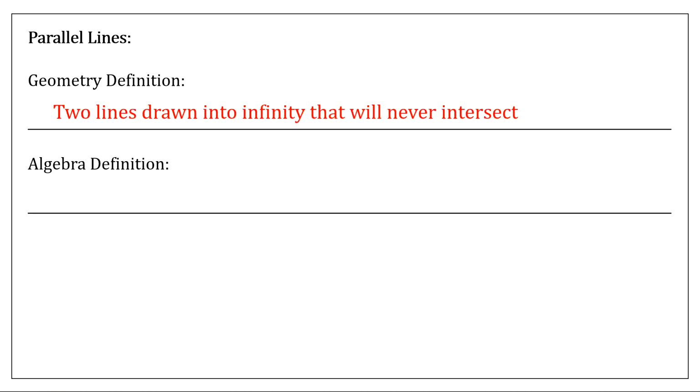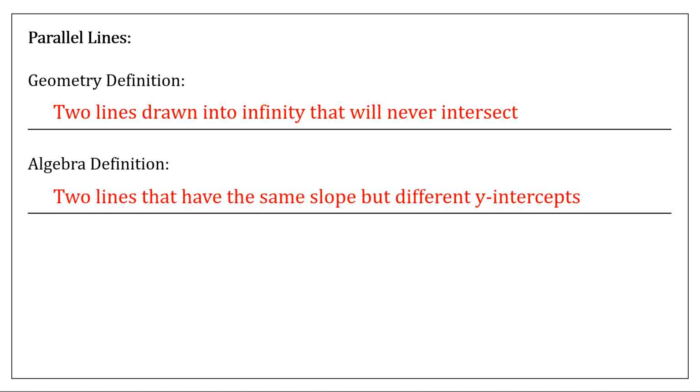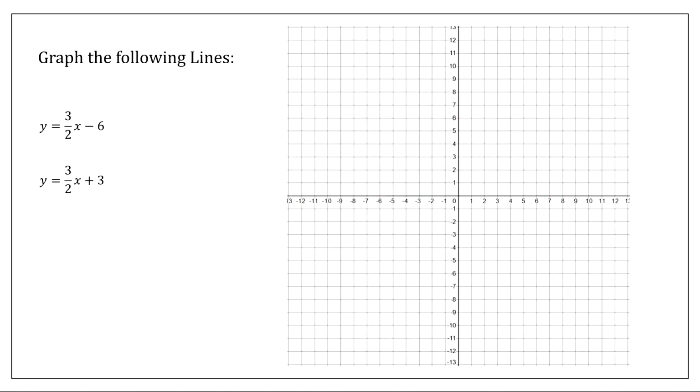The algebra definition, though, is completely different, but it does mean the same thing. The algebra definition is 2 lines that have the exact same slope, but different y-intercepts. So having the same slope, if you think of it on a graph, they go on forever. They'll never cross, but they're just going to cross the y-axis in different spots. So we're going to graph 2 lines. Take a few minutes, try it yourself, graph the 2 lines and see what they look like, and then come back and check what I did on my side.